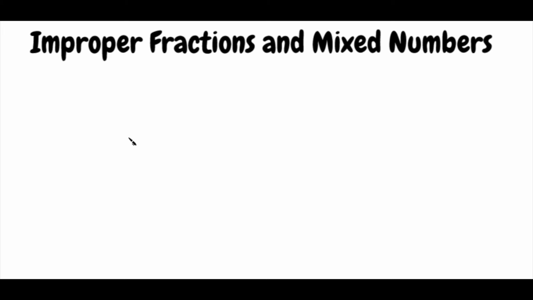I think it's a little bit easier to go from the mixed number to the improper fraction. So let's start with that. Let's go with an example here. Let's try 3 1/2. So this is a mixed number, right? We've got the whole number out front and we've got our fraction here. So how do we convert that to an improper fraction?